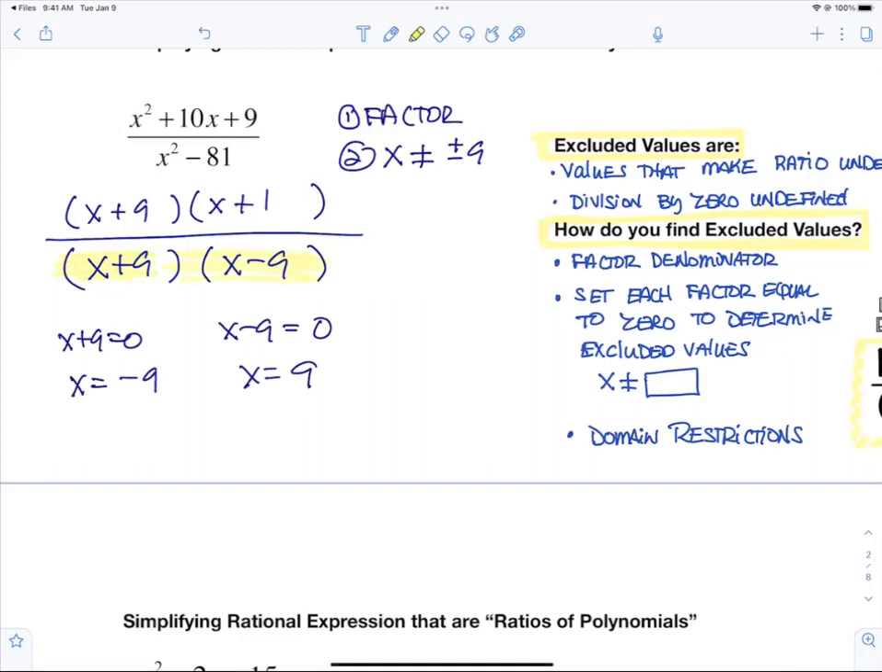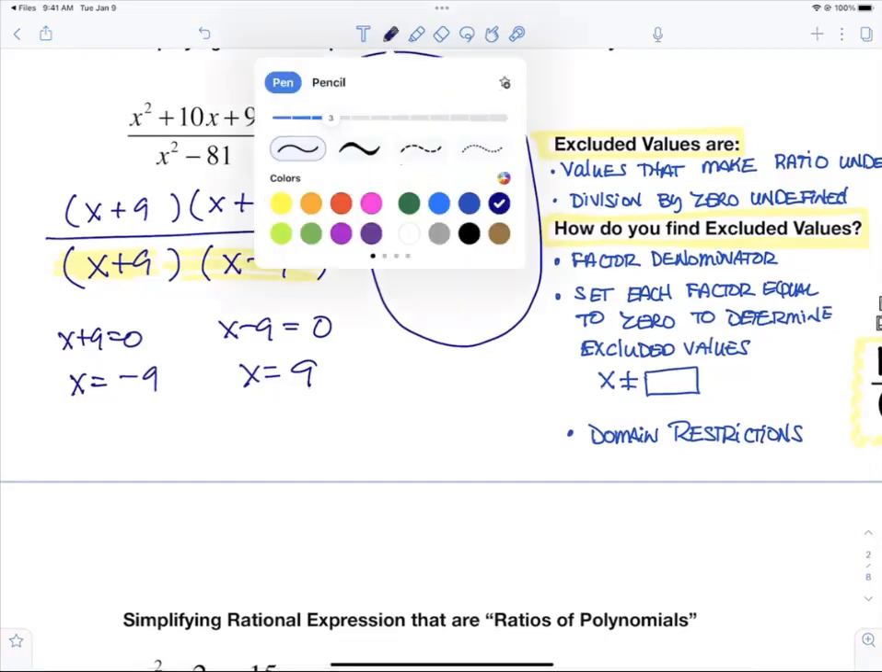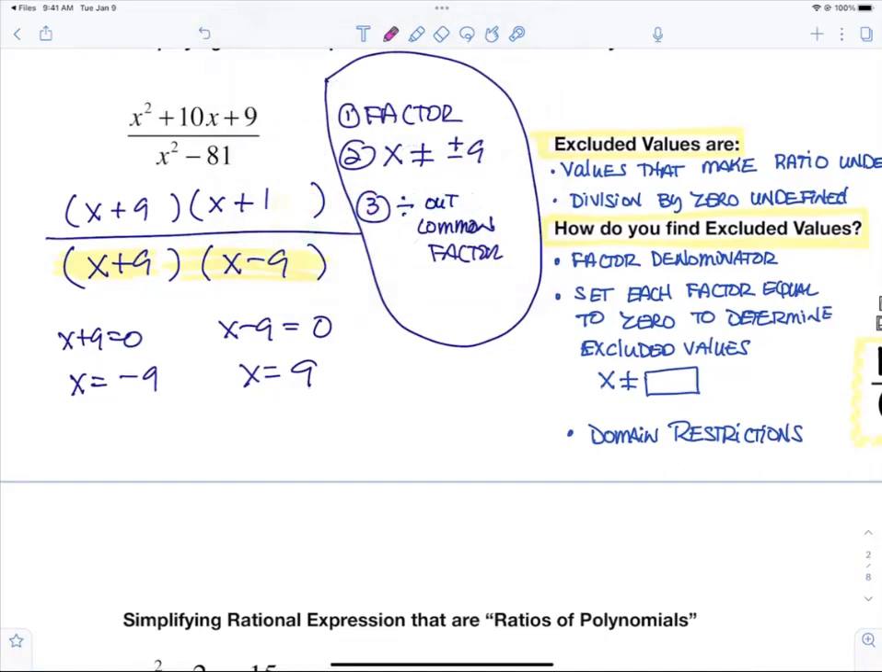So factor numerator and denominator. Look at the denominator, list the excluded values, and then the third thing you're going to do is divide out the common factor top to bottom. So it's kind of that process every single time. So here, the binomial x plus 9 is common to top and bottom, and the simplified expression here is going to be x plus 1 over x minus 9. That's your final answer. That is your simplified expression right there.